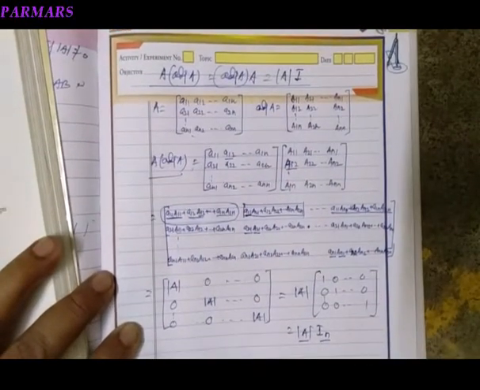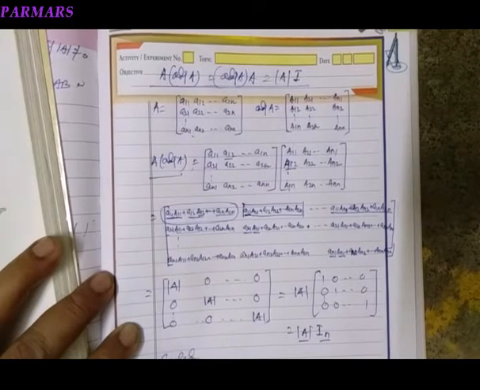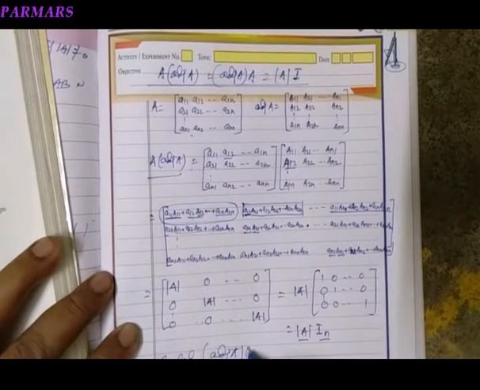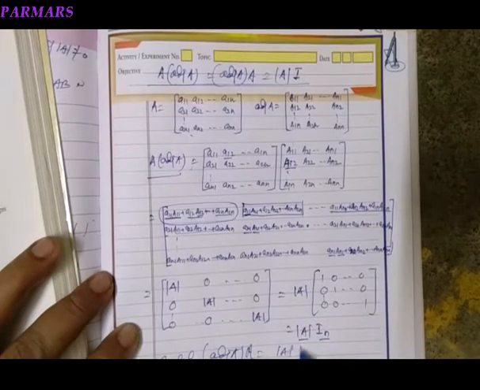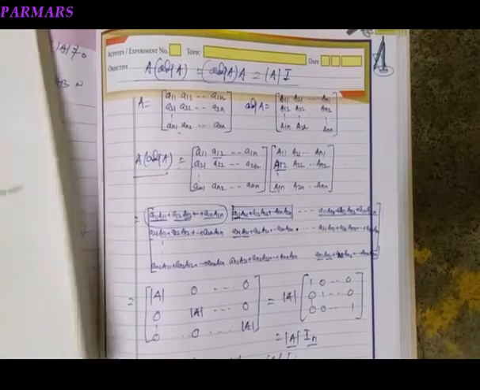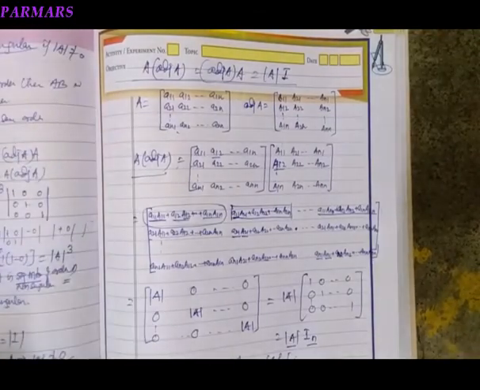So similarly you are going to prove that adjoint A into A must be equal to determinant A into I. So this is a theorem. Generally this is not asked, but if it can be asked, you can do it.